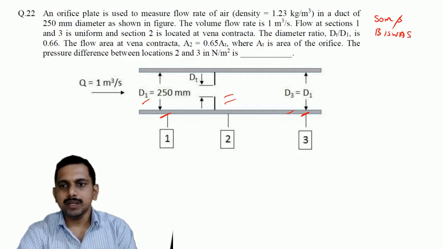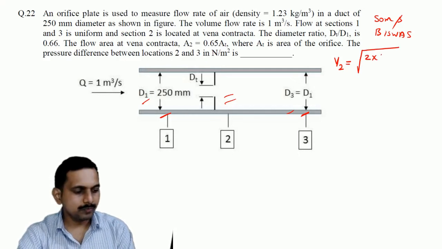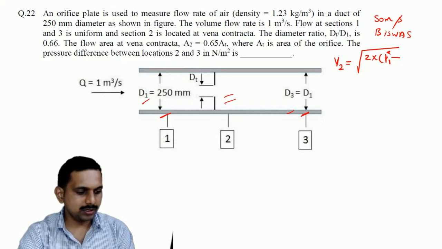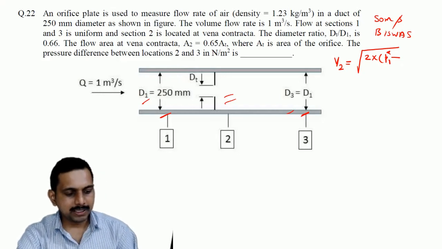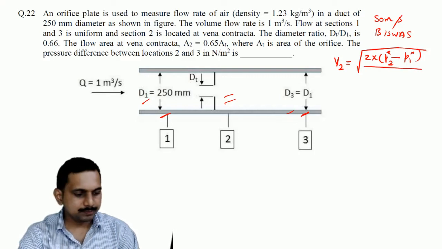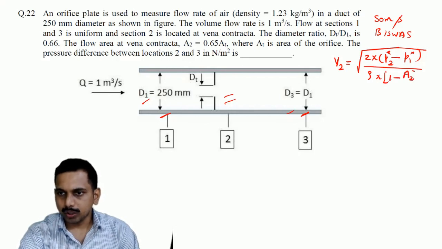Now here they have given that the velocity at the vena contracta, here I am taking it as V2, they have taken it as Vc, is equal to square root of 2 into P1, which is pressure at 1, which is equal to pressure at 3, P1 star minus, or sorry, P2 star minus P1 star, the pressure difference, divided by density into 1 minus area at the throat square divided by area of the pipe square.